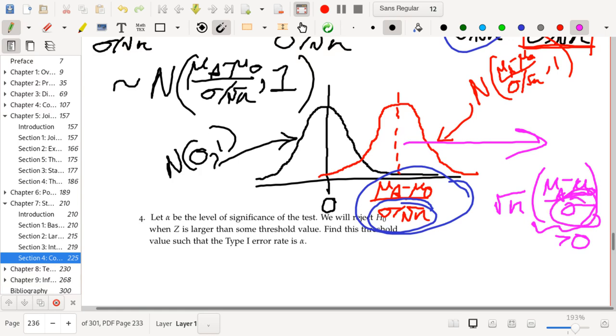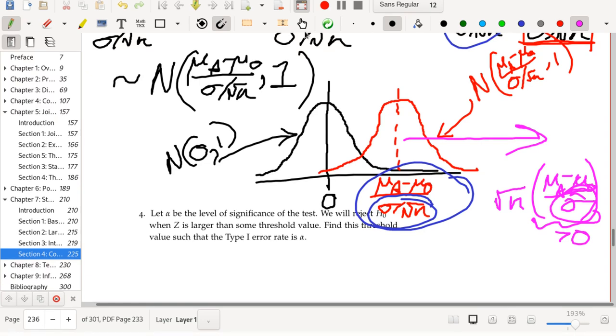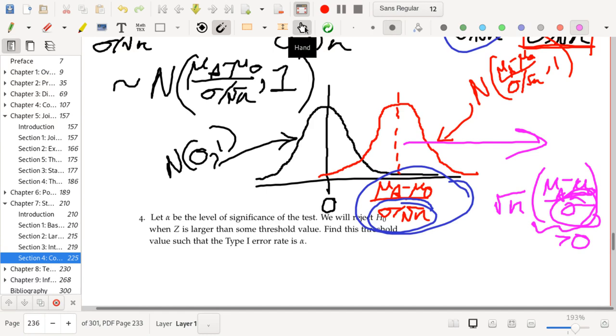And additionally, we have a normalization by sigma. So mu a minus mu naught, the difference between those two, matters relative to the standard deviation of the data. Since it matters relative to the standard deviation of the data, that means that for high standard deviations, mu a and mu naught might look rather close to each other, whereas for small standard deviations, they might look rather far away. So the distance between mu a and mu naught matters only through the lens of the standard deviation.